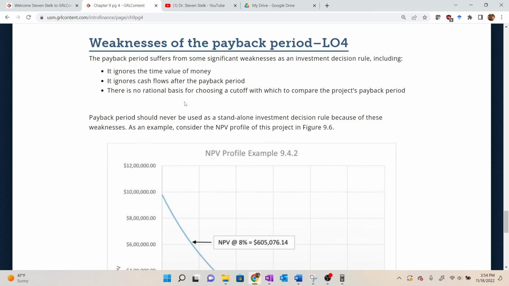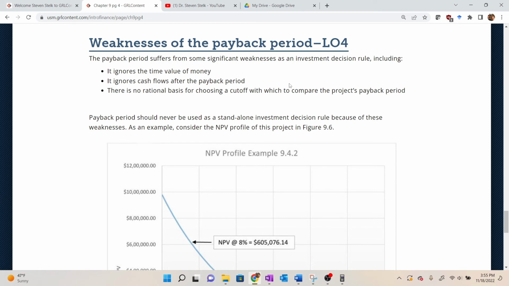Right? And finally, there's no rational basis for choosing the cutoff with which to compare the project's payback period. So the firm had a policy of accepting projects that only paid back in 2 years. And in reality, those cutoff rules are just that arbitrary. Someone will decide this is what the cutoff period is, and that's what we look at. So because of these weaknesses, the payback period is definitely not an investment decision rule we want to rely on exclusively. It is pretty useful for getting a rough measure of risk, though.